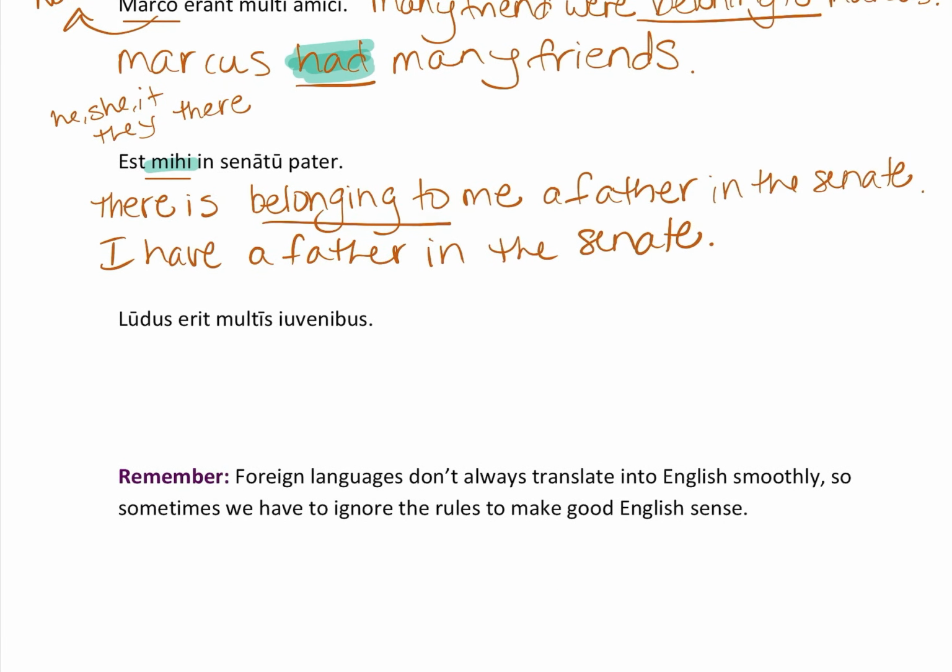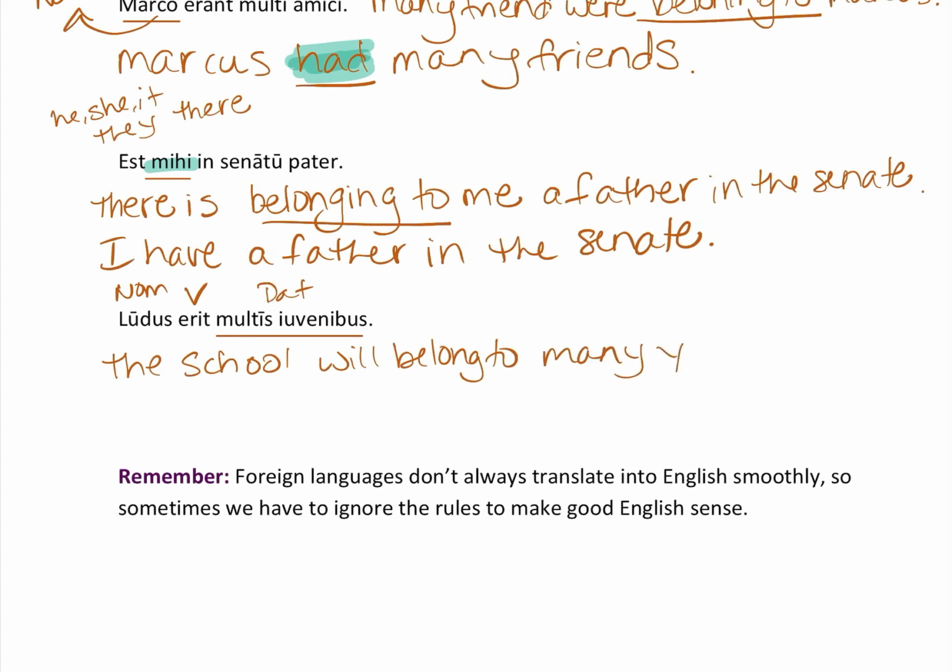Okay, last one. Ludus erit multis iuvenibus. So here we go. Here's the dative. Here's our nominative. Here's our verb. Let's start with the to belong to. The school, and this is in the future tense, will belong to many youths. So multis iuvenibus, that is the dative that shows possession. Who does it belong to? It belongs to the youths or the young men.